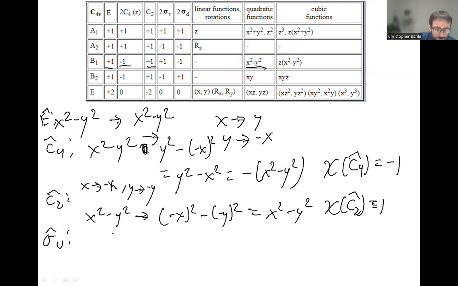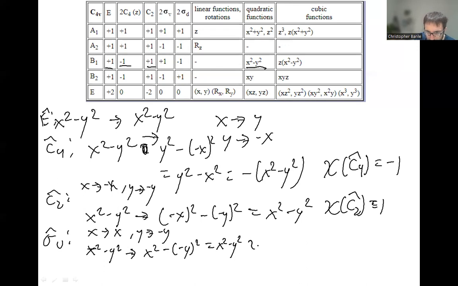Let's go to the sigma V. Sigma V, we had X going to X and Y going to negative Y. So what is X squared minus Y squared going to do? It's going to go to X squared minus (negative Y) quantity squared, which equals X squared minus Y squared. So the character of sigma V is equal to 1. Nothing changed. That checks out.